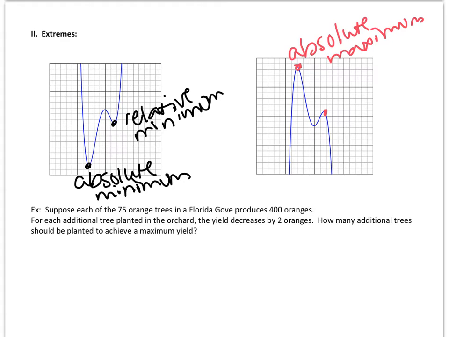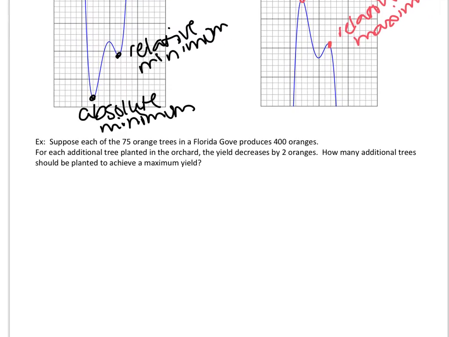And one that's inside the graph is just called a relative maximum. It's not the highest, but it is relative to that particular part of the problem that it's in. Okay, let's look at an example that just deals with minimums.